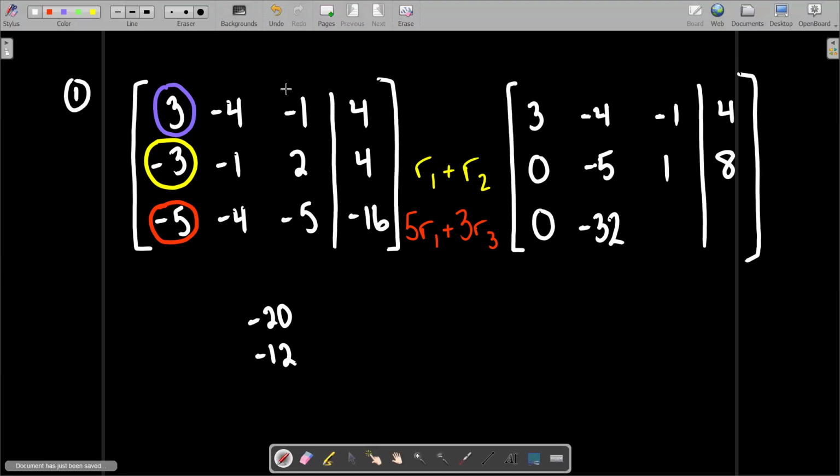What is 5 times this negative 1? Negative 5. And what's 3 times this negative 5? Negative 15. And if we add those together, we get negative 20. And then finally, we have 5 times the top row, right where my pen is at. What's 5 times 4? 20. And what's 3 times negative 16? It's negative 48. And if we add those together, what do we get? Negative 28.